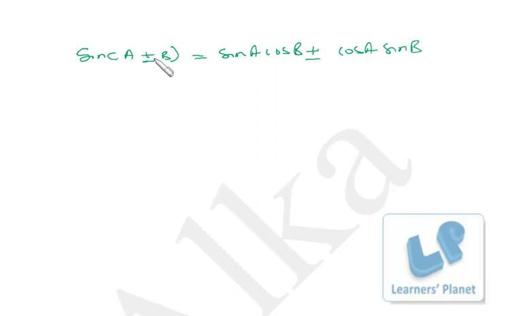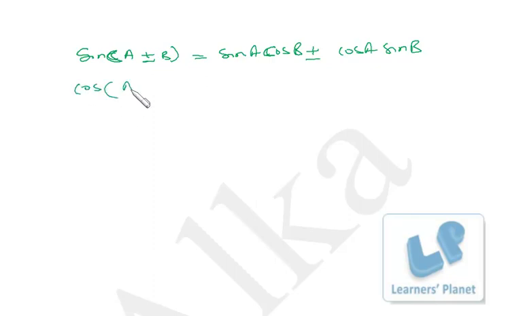Now you need to learn 4 formulae that I'm writing over here. Sine A plus minus B is equal to sine A cos B plus minus cos A sine B, right? Sine A plus B is sine A cos B plus cos A sine B. Sine A minus B is equal to sine A cos B minus cos A sine B, right? So if it is plus over here, it's plus over here. If it is minus over here, it will be minus over here.